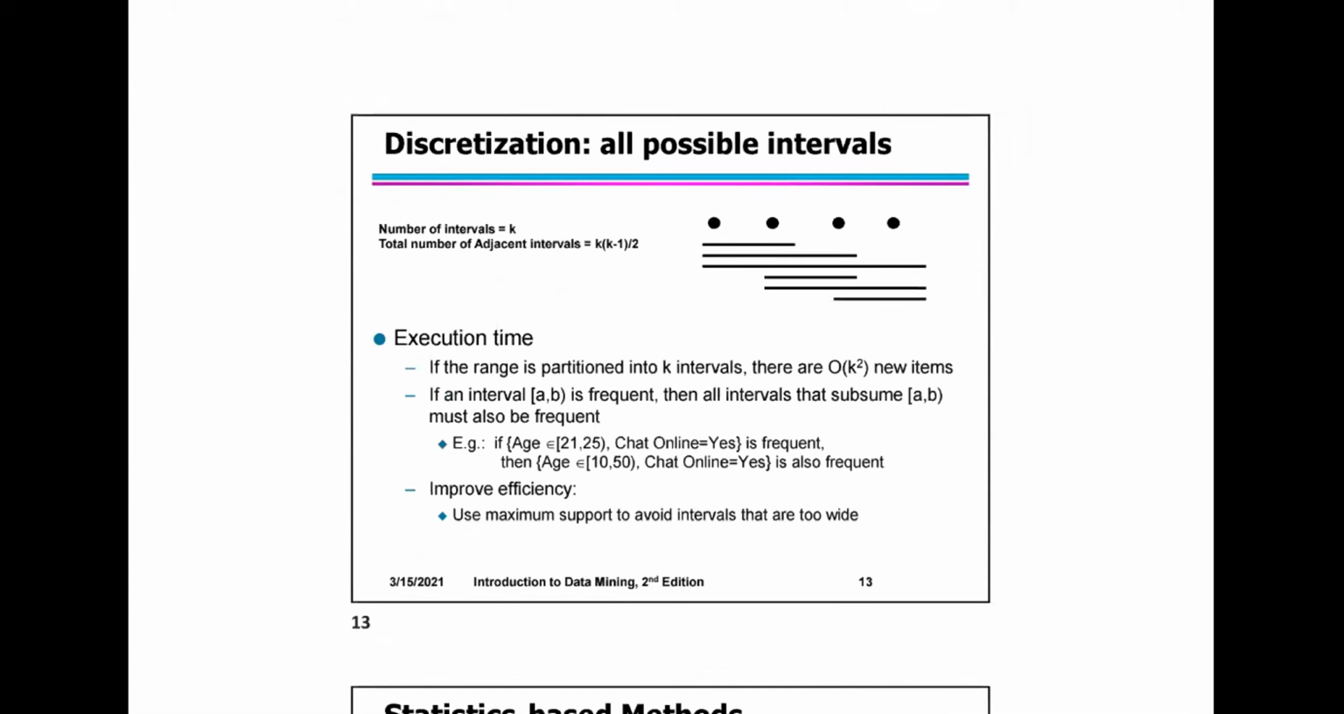That is how to handle continuous attributes. For continuous attributes, mainly you use three methods: discretization based methods, statistics based methods, and non-discretization methods. Okay, thank you. We'll continue in the next class.